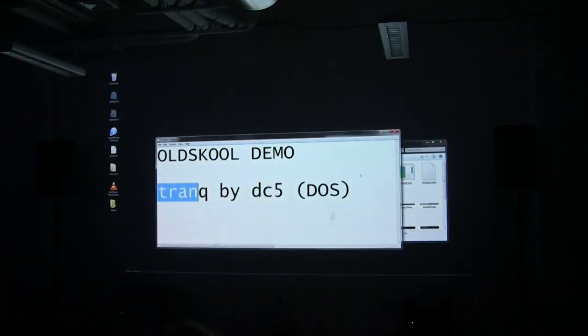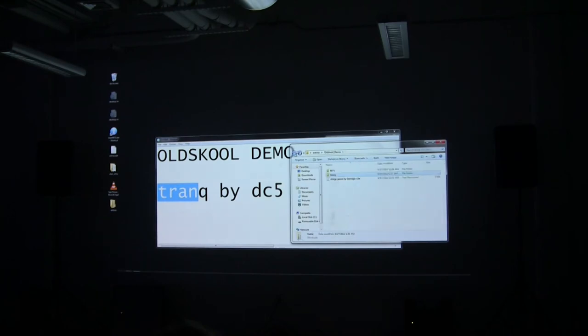We have another old school competition at Ad Party 2012. Right, they're both DOS. And that, folks, was the old school demo competition at Ad Party 2012.